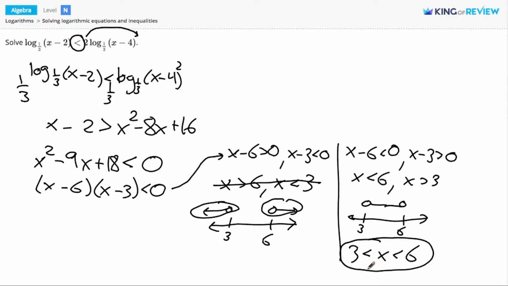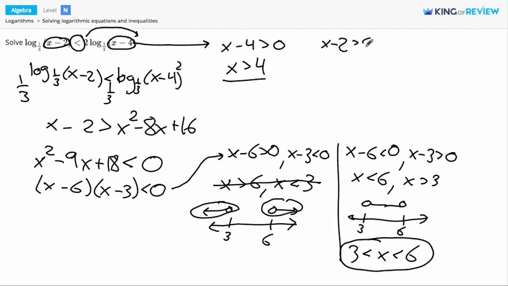Now, we have to keep in mind, just like in the last problem, that x has a limit because it's going into a log. We know that x minus 4 has to be greater than 0 because no number less than 0 or equal to 0 can go inside of a log. This means x has to be greater than 4 to make sense in our original problem. The other log says that x minus 2 has to be greater than 0, which tells us x has to be greater than 2. But if x is greater than 4, then x is already greater than 2.